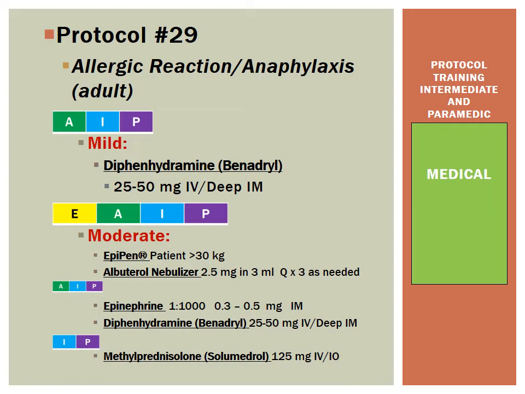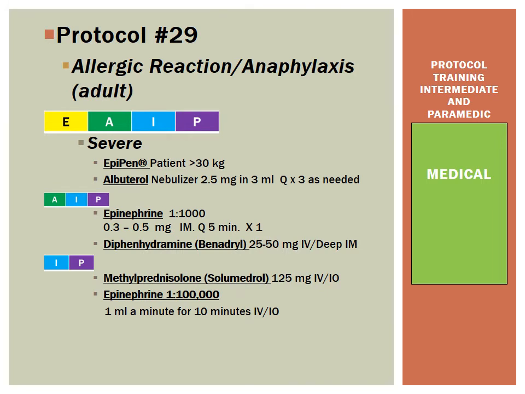For our moderate reactions, our EMTs can administer the EpiPen and albuterol without a prescription. Albuterol 2.5 milligrams in 3 mLs times 3 as needed. Our advanced providers, if they have not already given the diphenhydramine, will do so at 25 to 50 milligrams IV or deep IM and administer epinephrine 1 to 1,000, 0.3 to 0.5 milligrams IM. Also, our IMP level providers will have methylprednisolone or Solu-Medrol, and that is given at a dose of 125 milligrams IV or IO.